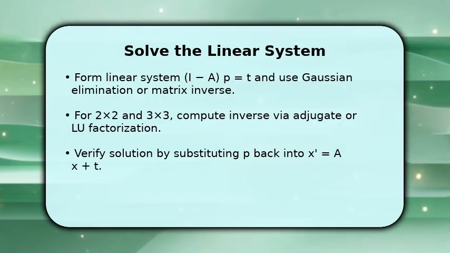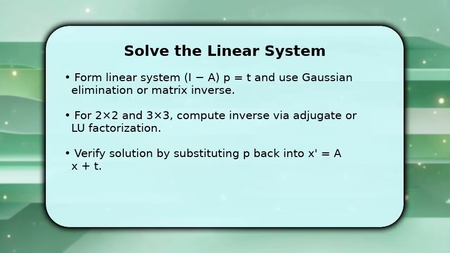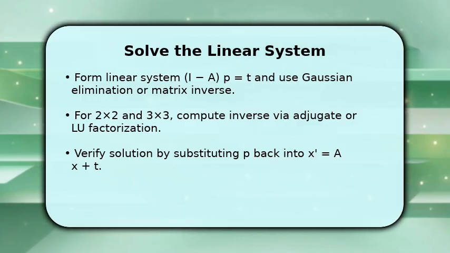Once you obtain p, substitute it back into the map to confirm p equals a p plus t. This check catches sign errors or arithmetic slips. If your software returns a near-zero residual, accept p. If not, refine numeric precision or rerun decomposition.